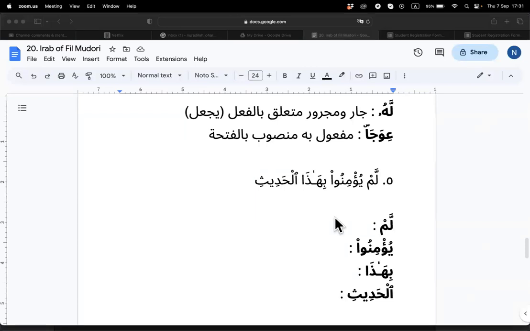Okay, let's continue on our Irab of fi'il mudhari. The next ayah, lam yu'minu. Lam is illal lamma, it's not illa lamma. It's in lam illal lamma. So it's half of nasibah.